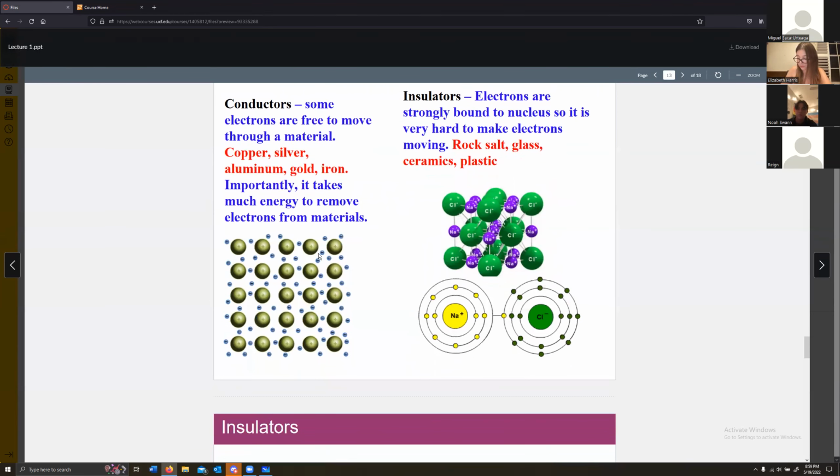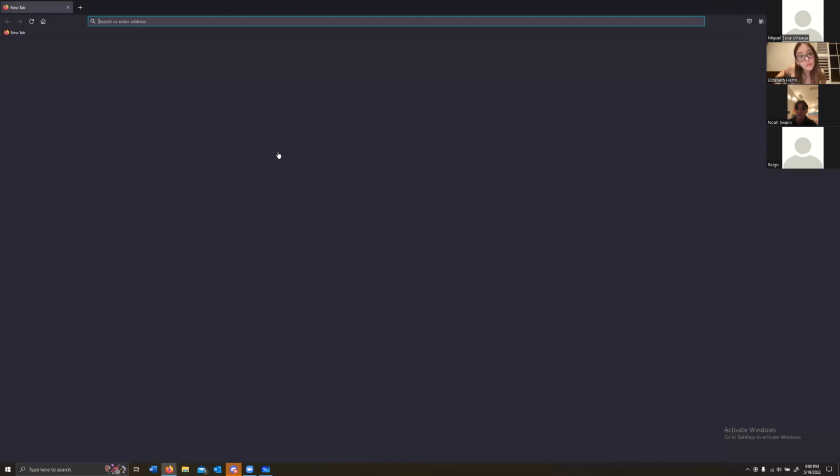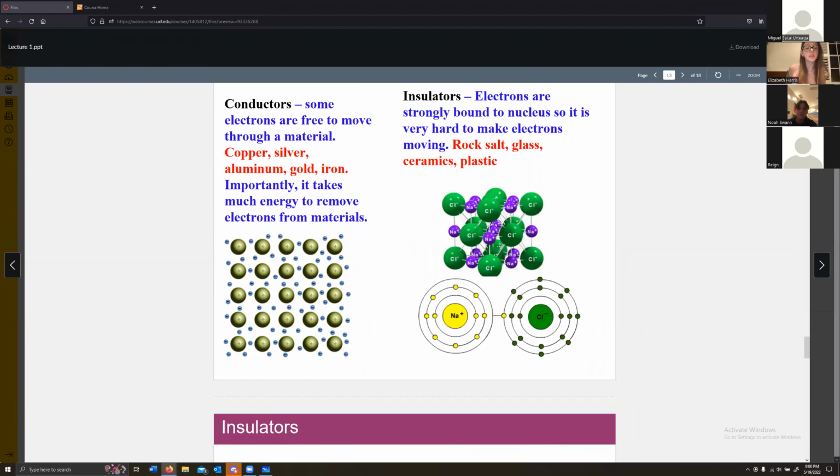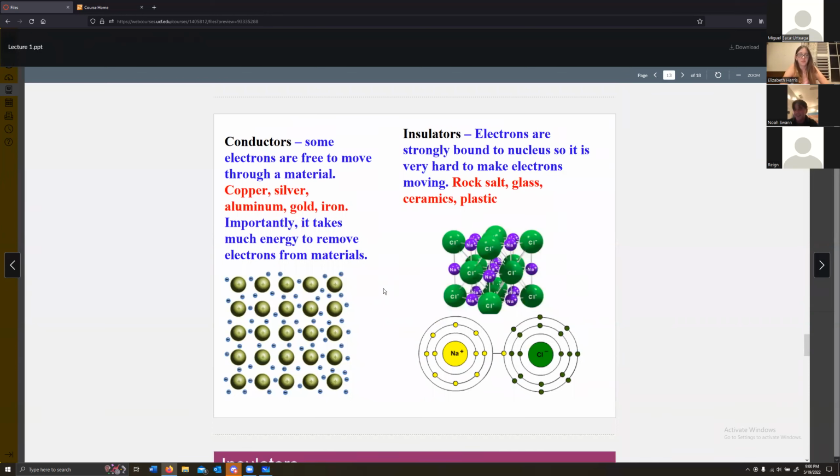So here you have two example diagrams. In this instance, I believe this is sodium and chlorine. So is this sodium chloride? Yeah. Okay, there we go. Thank goodness. It's been so long since I've taken chemistry, so we're celebrating.